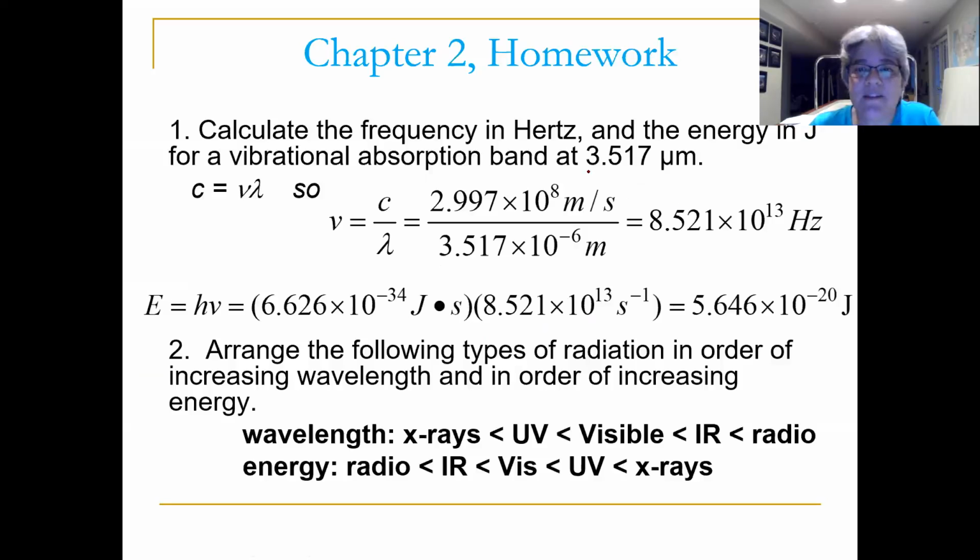Okay, notice this number they give us has 4 significant figures. That means your answer should have 4. You know, the speed of light and h are constants. You can go get those numbers with as many significant figures as you need. So your answers should have had 4 significant figures.